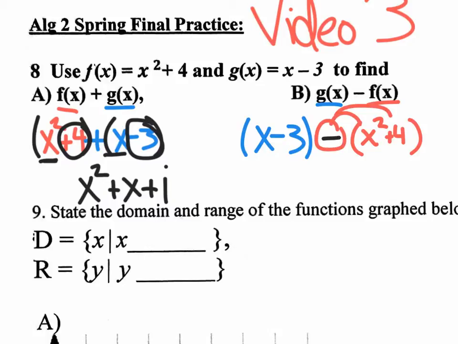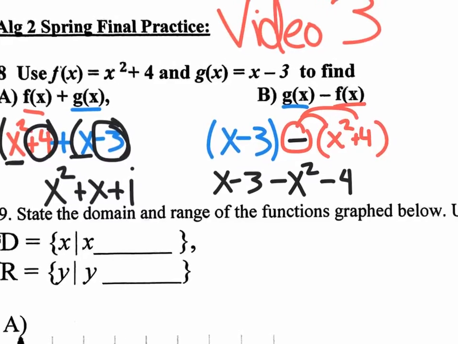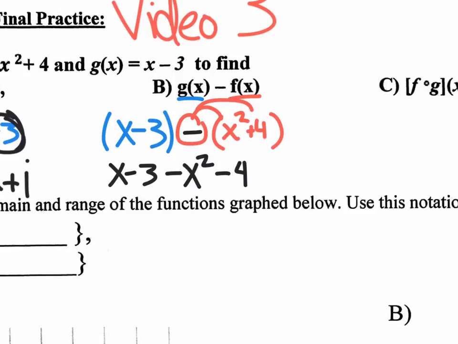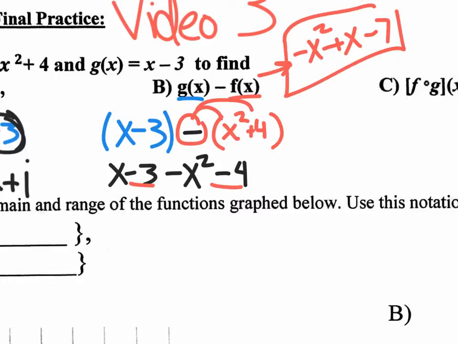So you're really going to have x minus 3. There's nothing to distribute, so you don't need the parentheses. But then you're going to have a minus x squared and then a minus 4. The only thing left to do is to put it in order in standard form. So you're going to end up with negative x squared, and then plus x because of the positive x. And then the minus 3 and the minus 4 are going to give you a minus 7. So that's the answer for B.